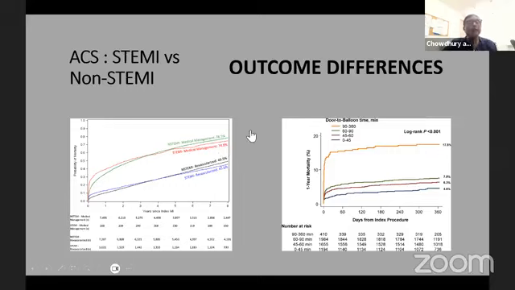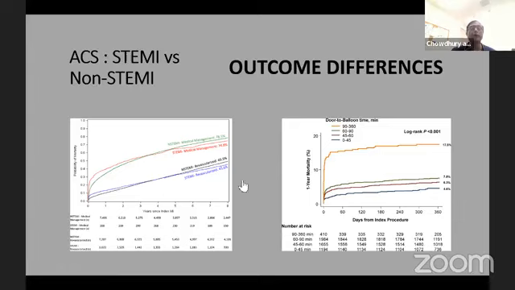Because if you look at this, high risk non-STEMI versus STEMI, if you leave them with medical therapy, both have bad outcomes over 7-8 years. So medical therapy is not a good option. Many non-invasive cardiologists in Bangladesh try to say that it doesn't matter, that non-STEMI is okay. But we need to identify who in that group is high risk. Their morbidity and mortality is really high.